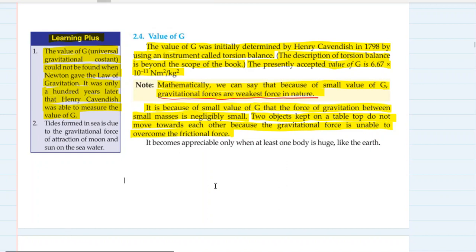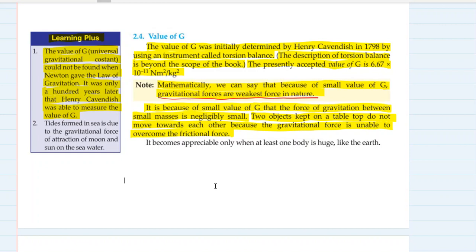So it becomes appreciable only when at least one body is huge like the earth. The gravitational force between the earth and any body is so huge that if you hold an object in your hand and drop it to the ground, just see how it falls down. It is actually being attracted by the earth; the earth is attracting that body towards itself. And how fast is it falling? It's falling so fast because the earth is a huge object and the other object in your hand is very small. That's why the gravitational force becomes appreciable.